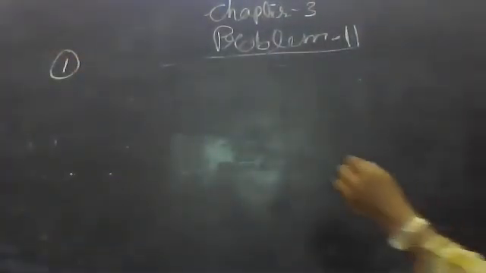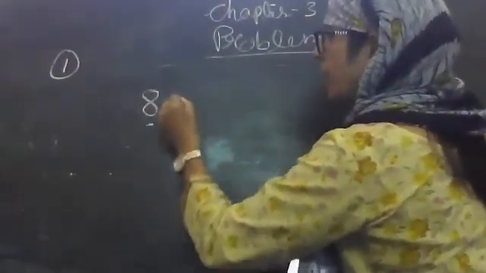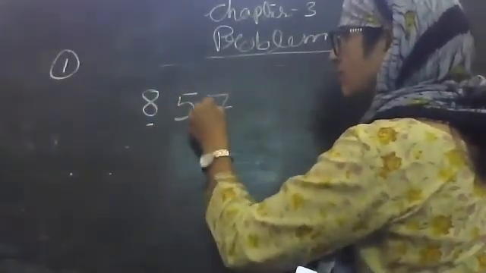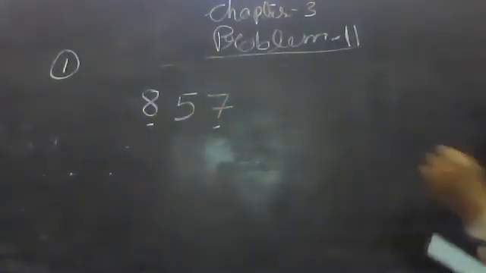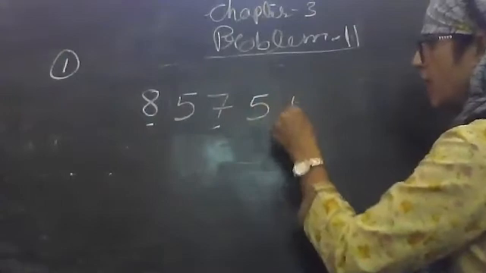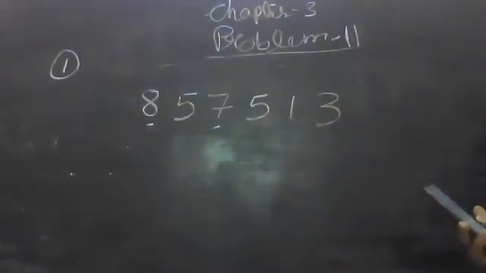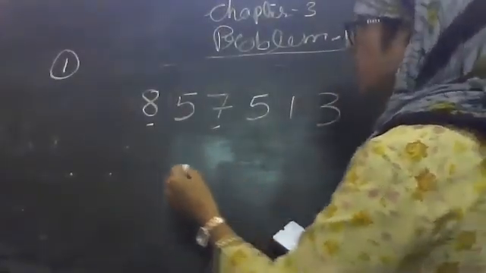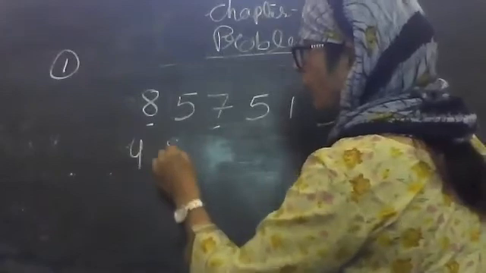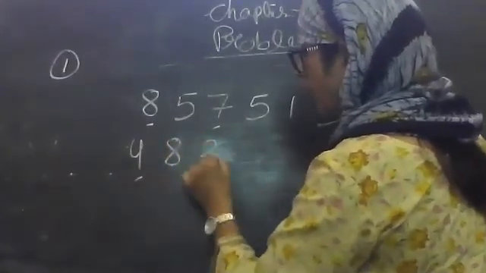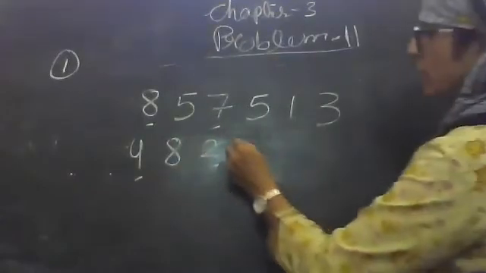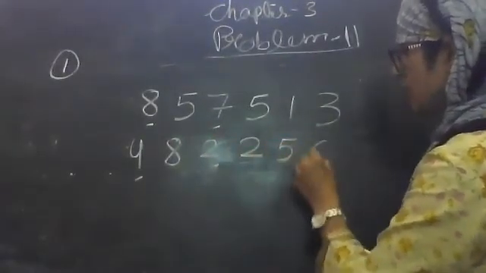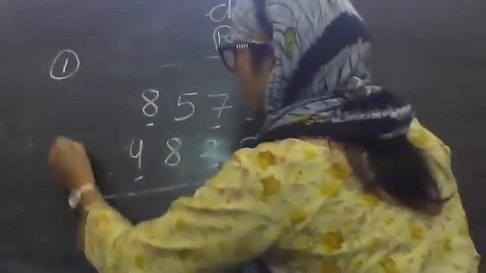In problem set number 1, sum number 1. Okay, sum number 1 is 857,513 less 482,256. Okay, this sum I'll show you.